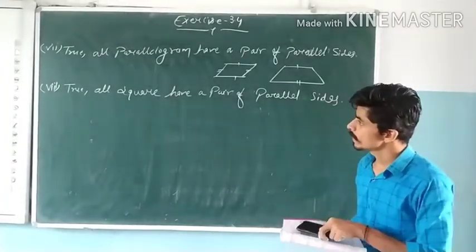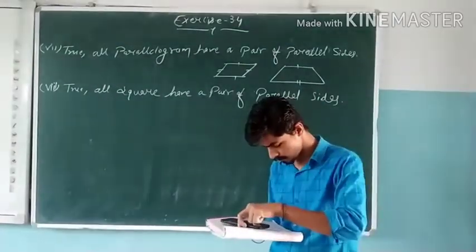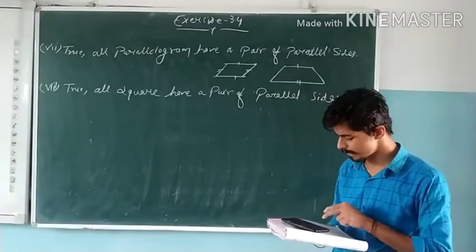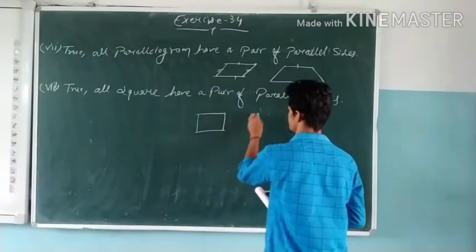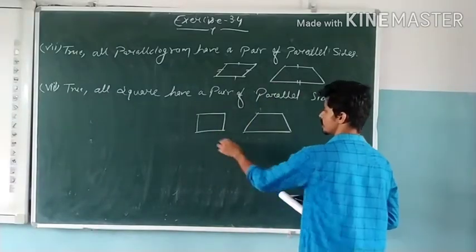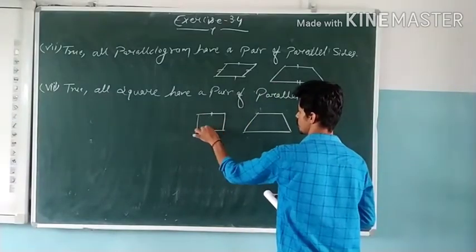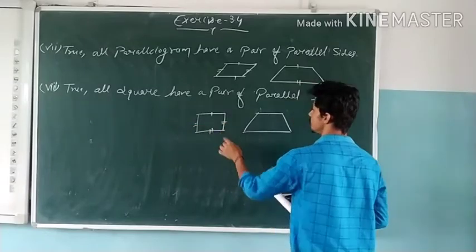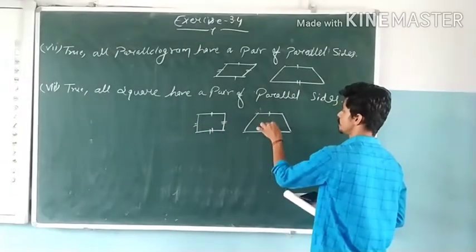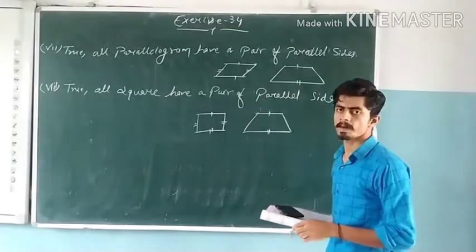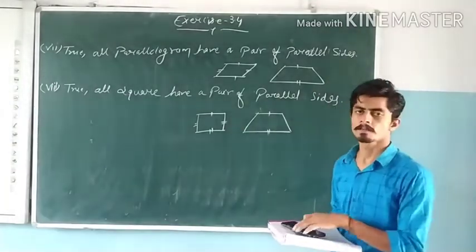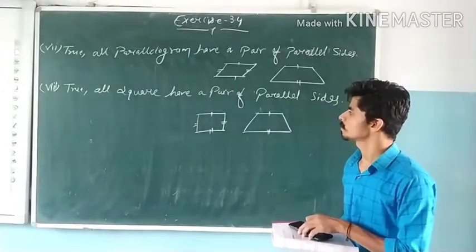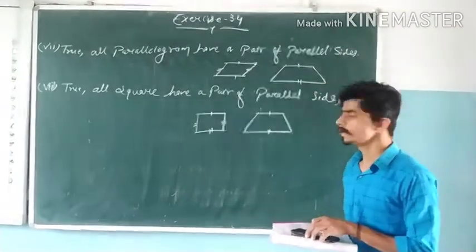And the last of question number one is, all squares are trapeziums. It's true, all squares are trapeziums. Same theory is there. A square has 2 pairs of opposite parallel sides, and a trapezium has only 1 pair of parallel sides. That means a square has 2 pairs of parallel sides, so a square can be called a trapezium.